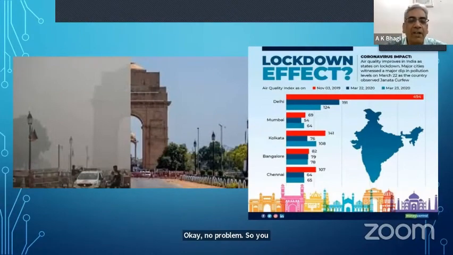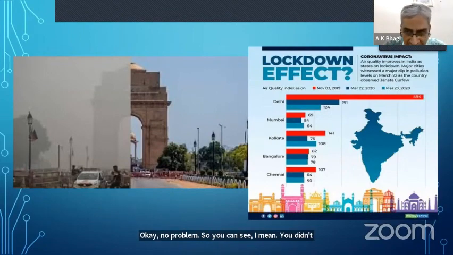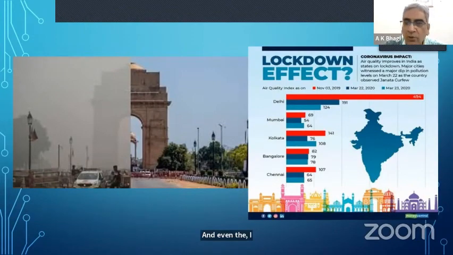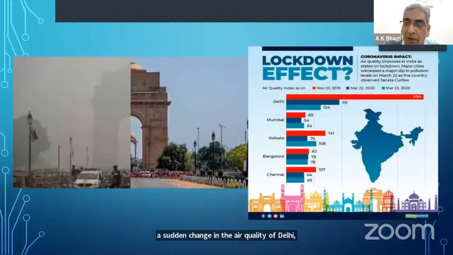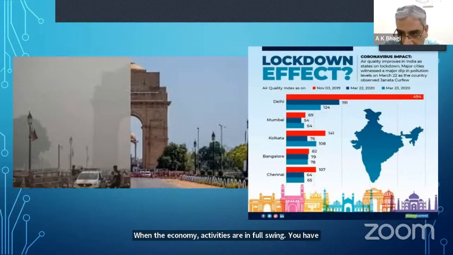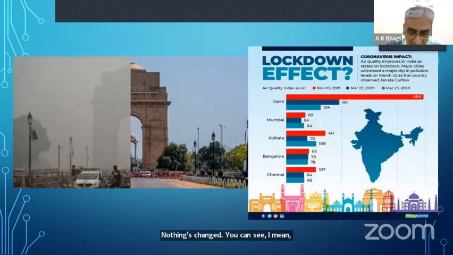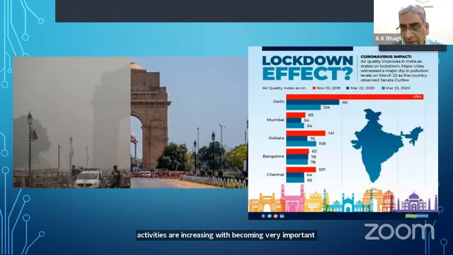So you can see, during the lockdown and even the Janta curfew, one noticed a sudden change in the air quality of Delhi, Mumbai, Kolkata, and where not. When the economic activities are in full swing, you have a different air composition, and even in one day, things changed. You can see this through this photograph. The concept that anthropogenic activities are increasingly becoming very important for the atmosphere, hydrosphere, or lithosphere is verified by this fact.